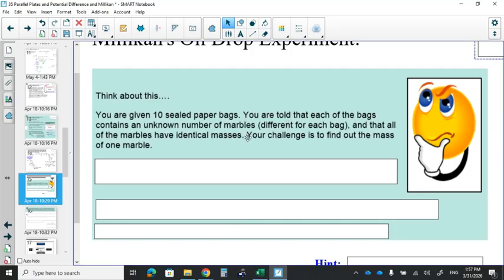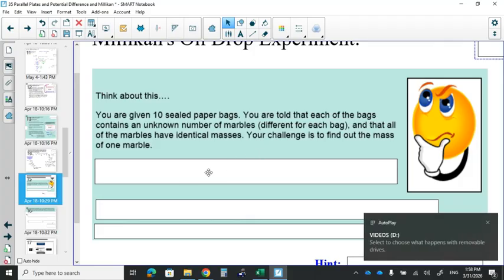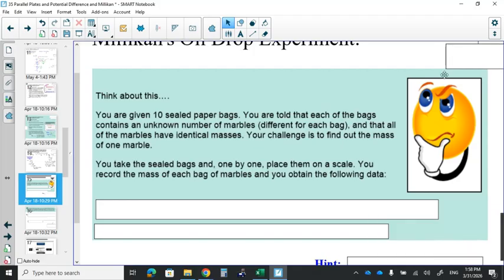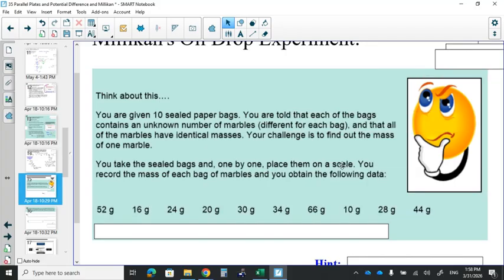So it says, if you're given 10 sealed paper bags and there are marbles in each one, and you know that all the marbles have identical masses, and then you measure the total mass for each one, your challenge is to figure out the mass of each marble. So you take the sealed bags out one by one, and the bag is basically massless in this scenario. You find out these are all the masses of the bags, and you're being asked what's the mass of each marble.